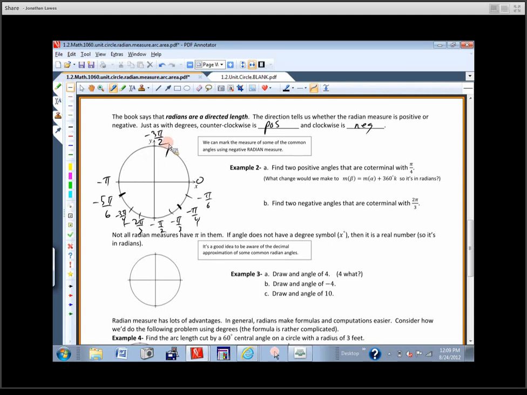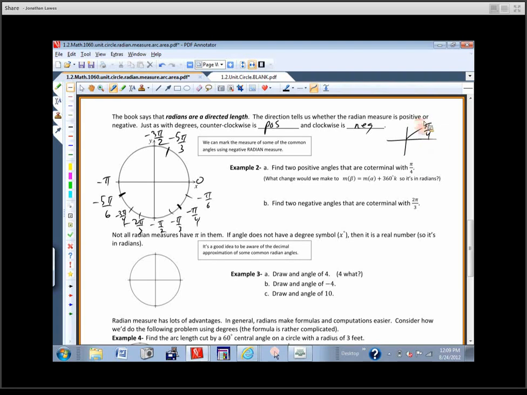And what if I did this one right here, closer to the y-axis? Oh, now we're really stretching here. What is that one? You could look on the other page to figure it out. It's going to be negative because we run around in the opposite direction. 5 pi thirds. There we go. Okay? So you could mark all of those off. Now, we're going to use this to remind ourselves about coterminal angles. This says find two positive angles that are coterminal with pi fourths.